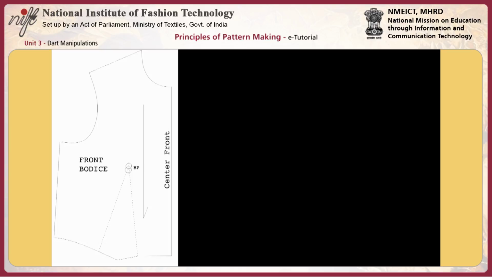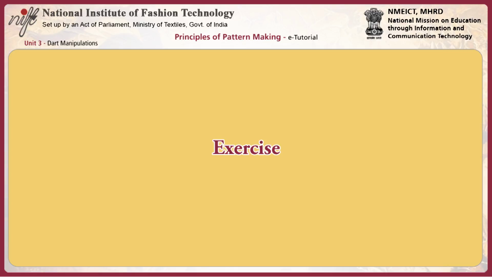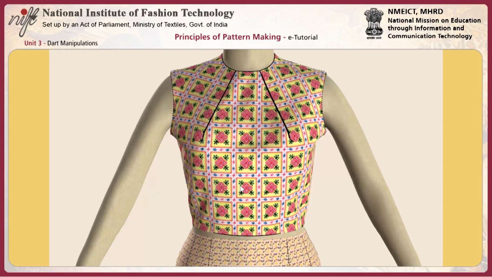Download the front bodies from the download section. Follow the instruction and make neckline dart. Download final pattern. Compare your pattern with downloaded pattern. Now let us practice some neckline dot construction. Construct front bodies with mid shoulder dot.